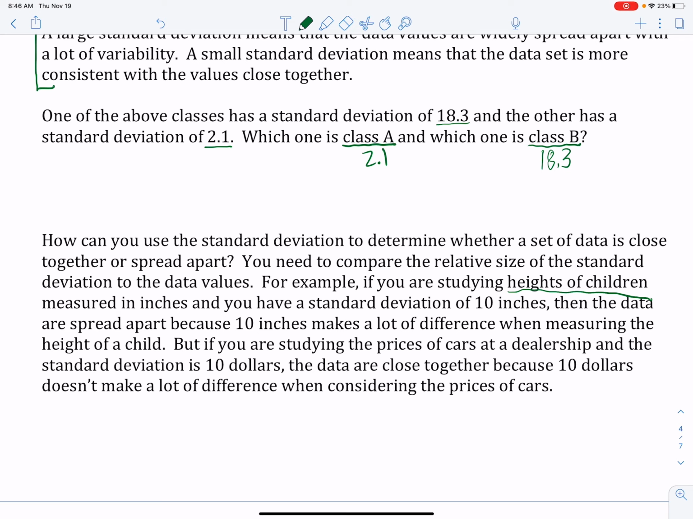So when you're trying to determine if a data set is close together or spread apart by analyzing the standard deviation, think of the type of data values you're talking about. If the standard deviation makes a big difference for that type of data value, then they're spread apart. If the standard deviation makes less of a difference, then the data values are closer together.